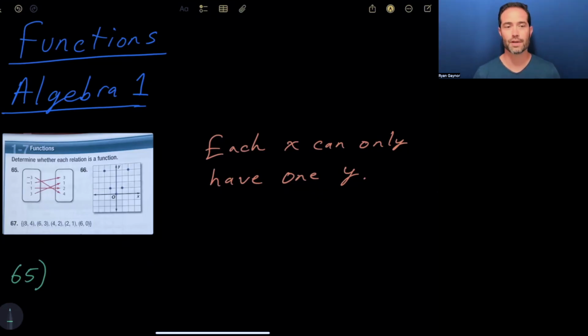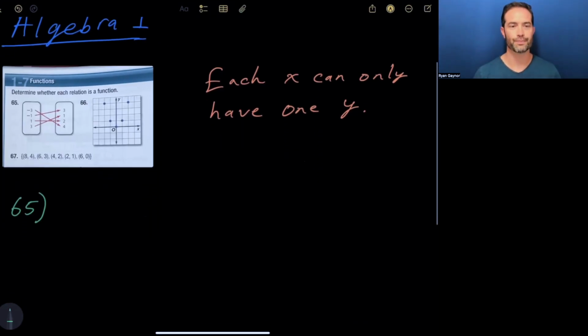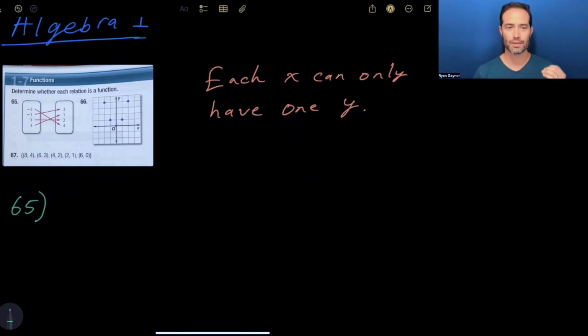This is number 65. The question says, determine whether each relation is a function. So we have three different problems here. We're going to start with number 65. It's a mapping problem. Okay, so repeat this statement after me. Each x can only have one y. Let's do that one more time. Each x can only have one y.